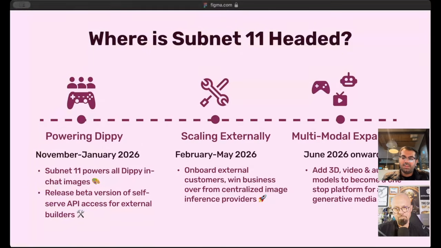And then the other side of this is right now we're still an image inference product, but that's not the end goal. The end goal is to have a variety of modalities on the platform. Like voice, 3D, audio, all the things that people want essentially besides text. And so we'll be adding a wide breadth and depth in each modality that's possible as of right now.